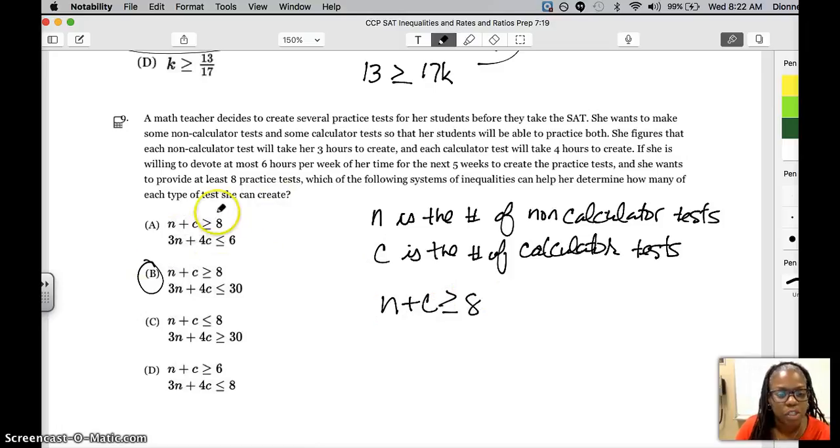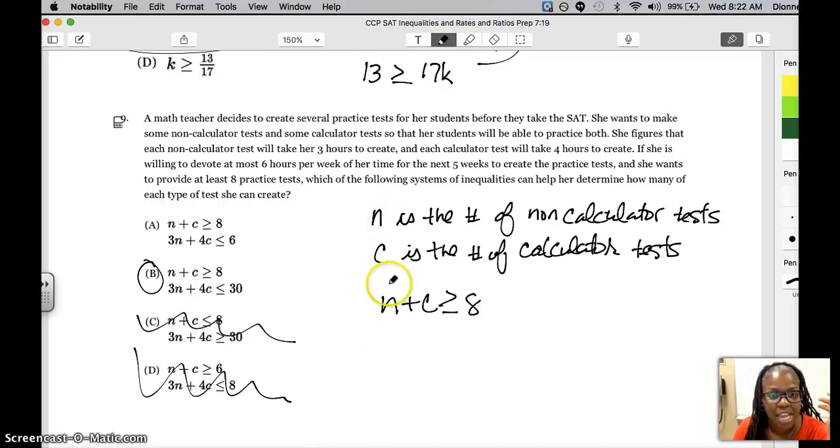At least means we can do more. So clearly, this is not an answer choice and this is not an answer choice. So I've eliminated those, and the next thing we need to do is figure out how much time she has. If she's got 6 hours for 5 weeks, that means she's got 30 hours to make these tests. And so you can see clearly that this is going to incorporate that 30, and we know that there's 3 hours to make the non-calculator test, 4 hours to make the calculator test. This answer just makes sense.